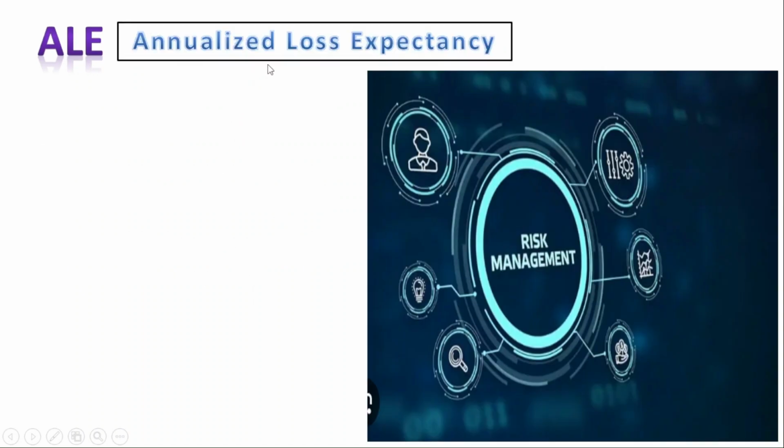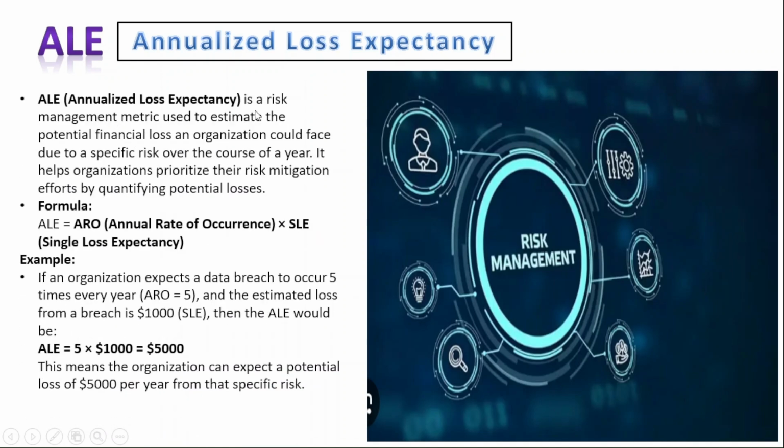ALE, that is annualized loss expectancy. So ALE is a risk management metric used to estimate the potential financial loss an organization could face due to a specific risk over the course of a year. It helps organizations prioritize their risk mitigation efforts by quantifying potential losses.